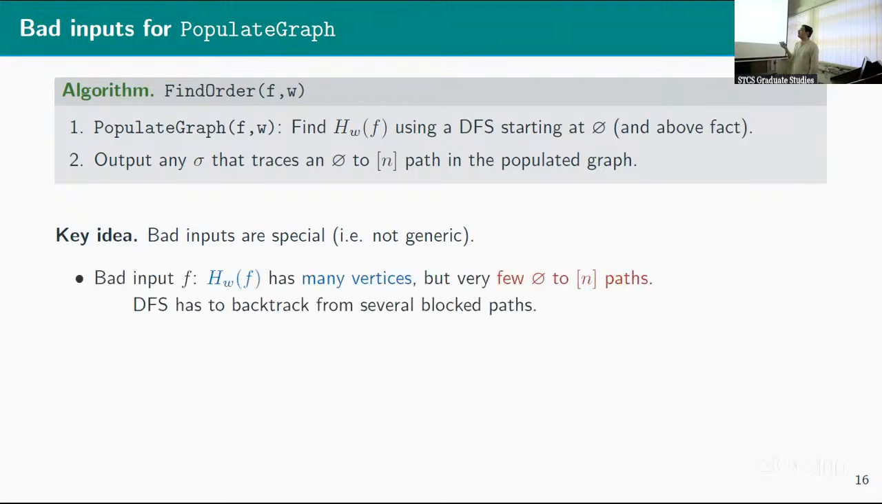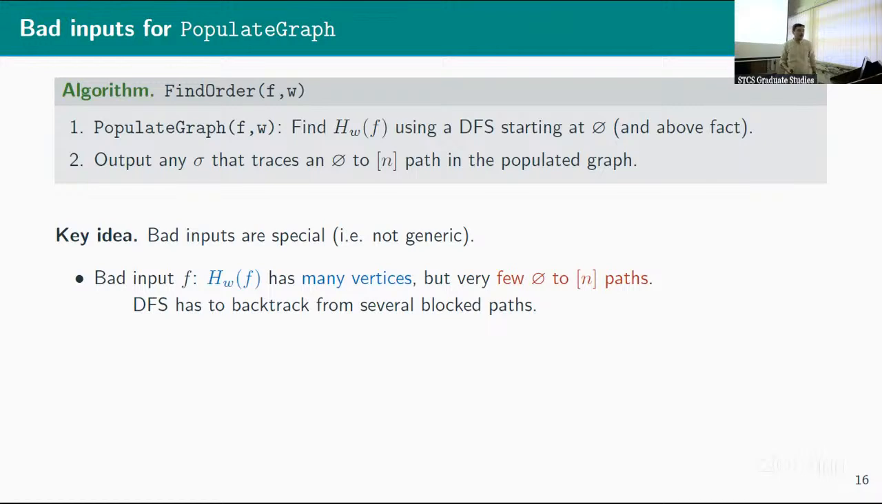So what is a bad input? A bad input is an f for which this graph H sub w of f has a lot of vertices. Basically we are doing a DFS, so your DFS goes on many wrong paths and has to backtrack from them because it can't extend those paths. Suppose it reads n/2 minus 1 variables, then looks at all the n/2 plus 1 candidates for extending this and it cannot extend. So it has to backtrack.